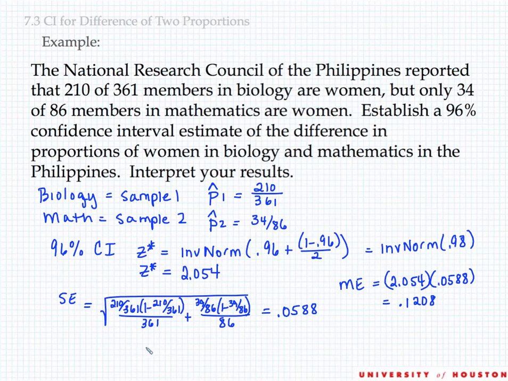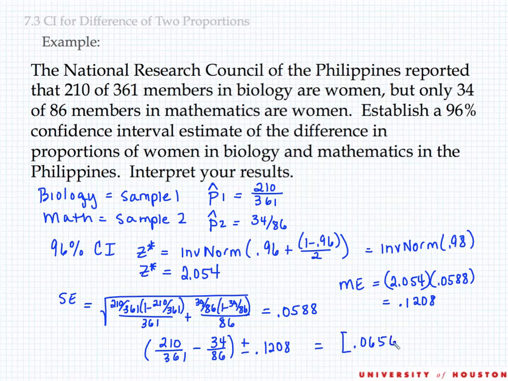So our confidence interval will be the difference in our proportions, p hat 1 minus p hat 2, plus or minus this margin of error. This gives us a confidence interval from 0.0656 to 0.3072.